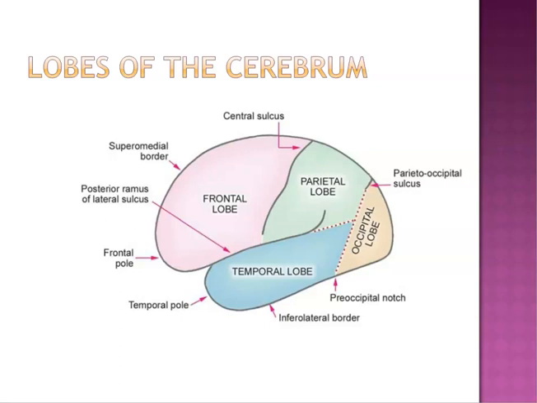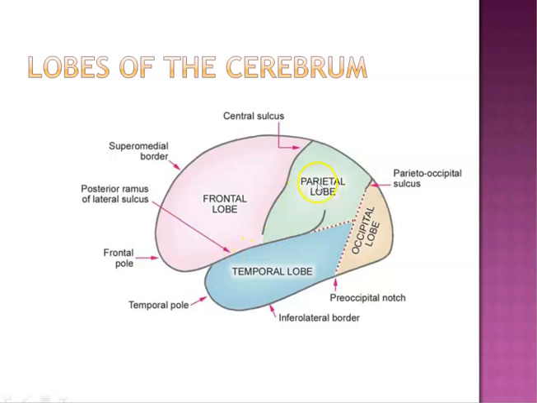cerebrum separately. Now coming back to the frontal lobe, it lies anterior to the central sulcus. The central sulcus is the mid portion of the brain which separates the frontal lobe and parietal lobe. So the frontal lobe lies anterior to the central sulcus and on the top, just above the posterior ramus of the lateral sulcus.